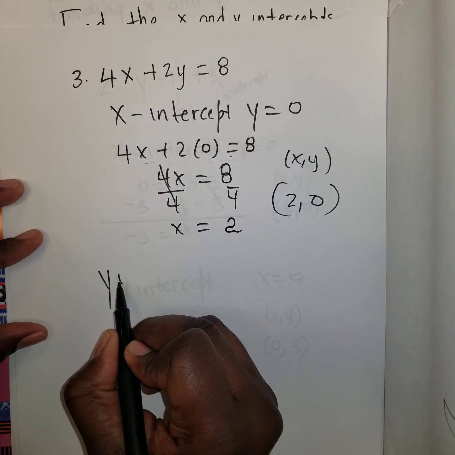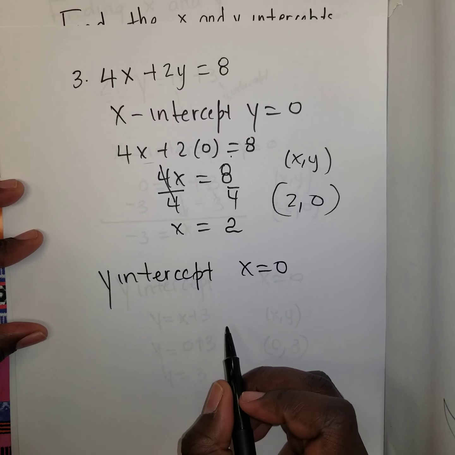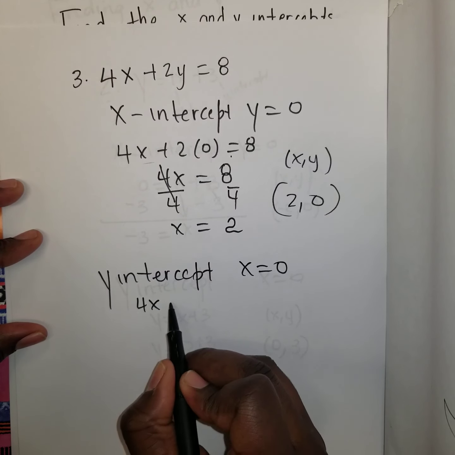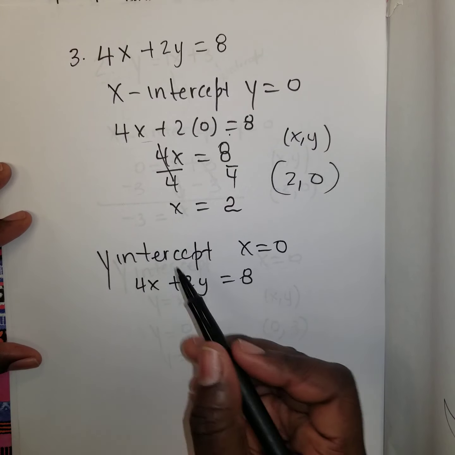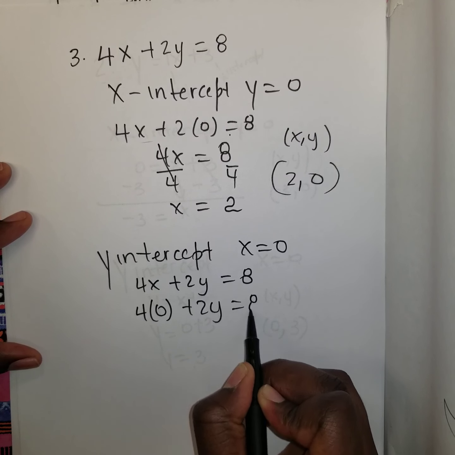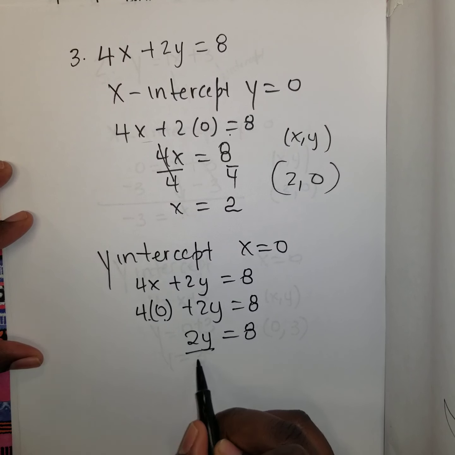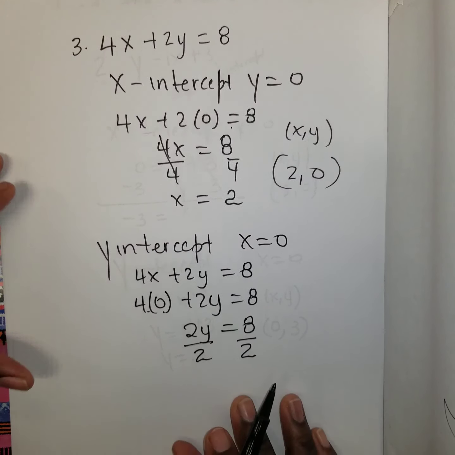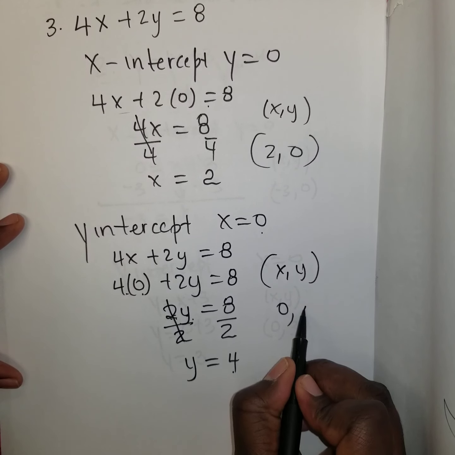Very simple, right, guys? For the y-intercept, x is equal to 0. Anywhere I see x in the given, I'm going to replace that with a 0. And you see me rewriting it for persons who can't follow. So it's 4 times 0 plus 2y is equal to 8. 4 times 0 is 0. So 2y is equal to 8. I divide by 2 on both sides because they're multiplying by 2 right here. That cancels. So y is equal to 4. Your xy value, x is 0 and y is 4.